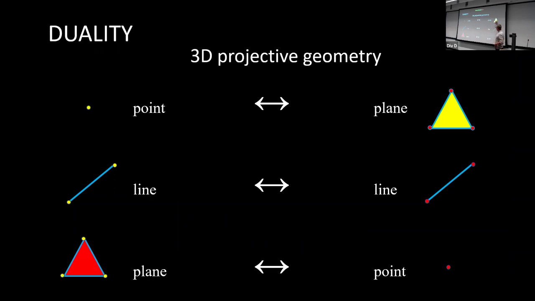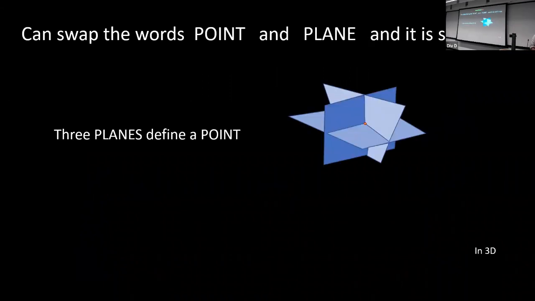A point is dual to a plane, a line is dual to a line, and a plane is dual to a point in projective geometry. By which I mean you can swap the words point and plane in any theorem in projective geometry, and it is still a true theorem. Put your hands up if you already knew this. Danny did. Yeah, I've told you recently. Well, fair enough. That's all good. So we can swap the words point and plane; those are the rules of the game.